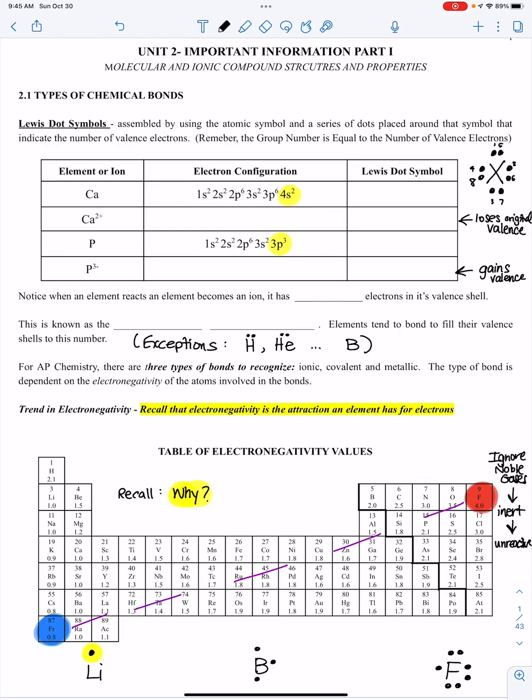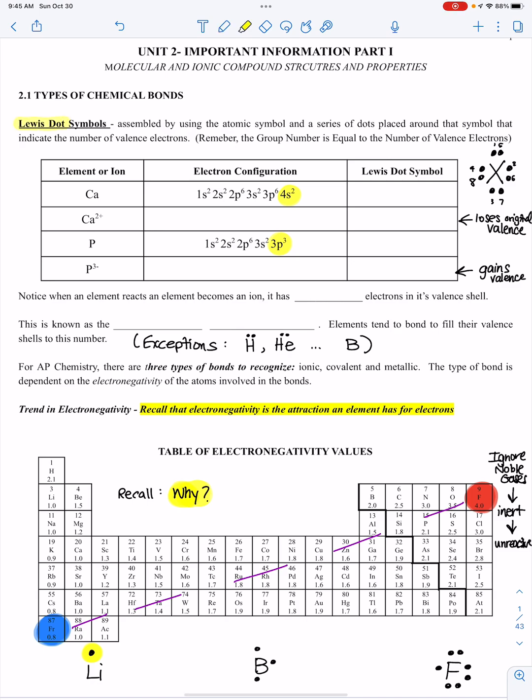All right, hey AP Chemists, this is going to be the Unit 2 Important Information Part 1. We're going to be talking about the types of chemical bonds. Before we get there, I just want to introduce us to something called Lewis dot symbols. These are going to be a little bit of an illustration for the way that elements are bonding or how elements are going to be interacting.